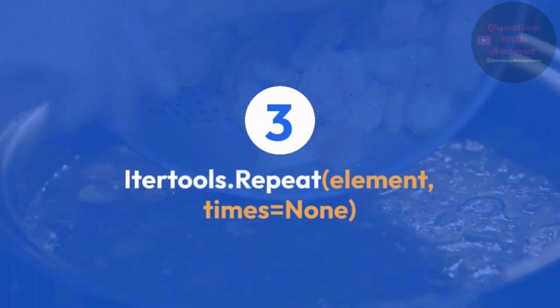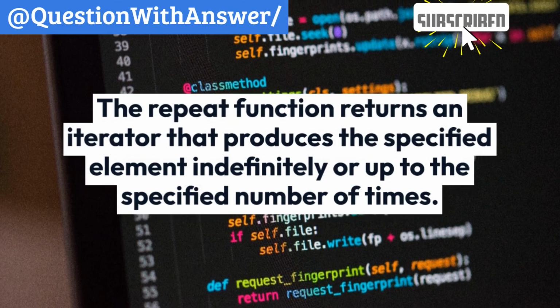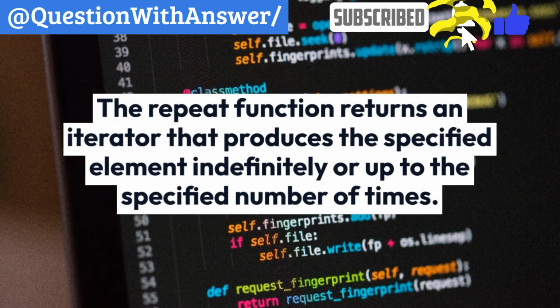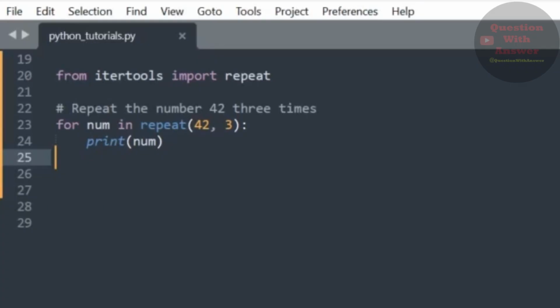3. itertools.repeat function. The repeat function returns an iterator that produces the specified element indefinitely or up to the specified number of times. In this example, repeat(42, 3) generates an iterator that produces the number 42 three times. The loop prints each occurrence.